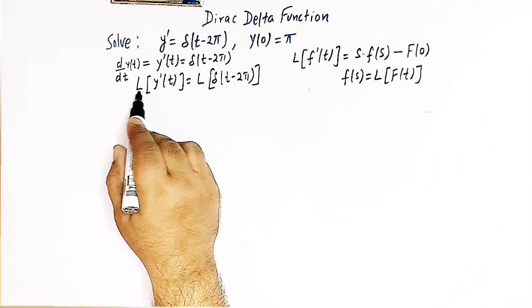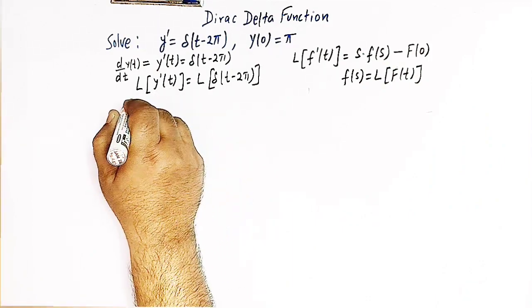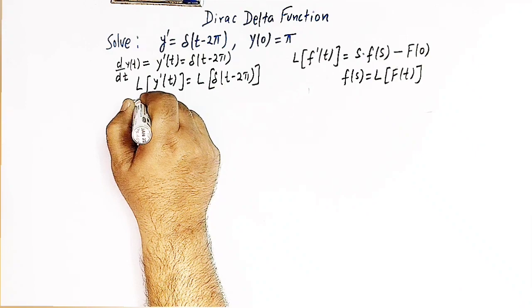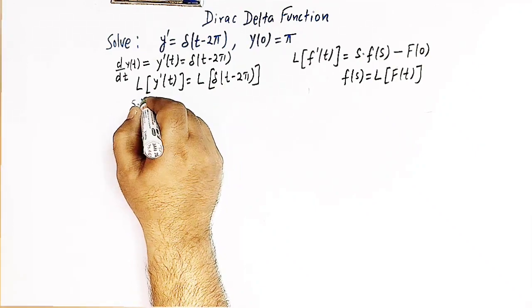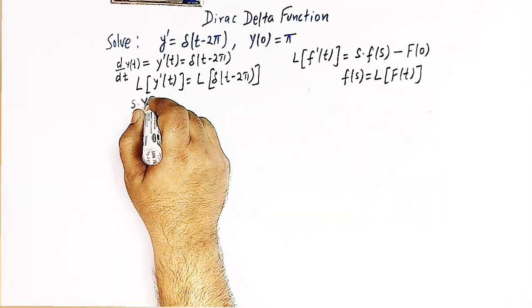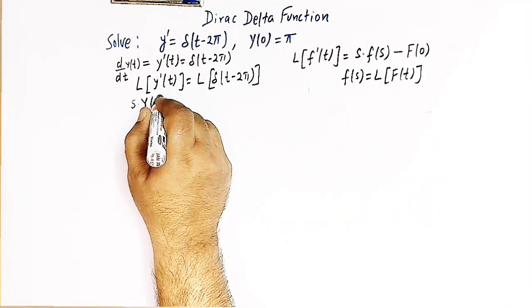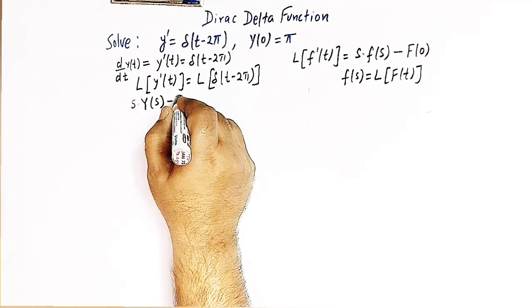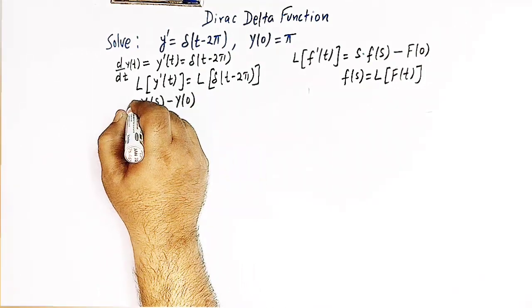So here L of y prime of t can be written as s times the Laplace transform of y(t). So here we can write s times Y(s) minus y(0), right?